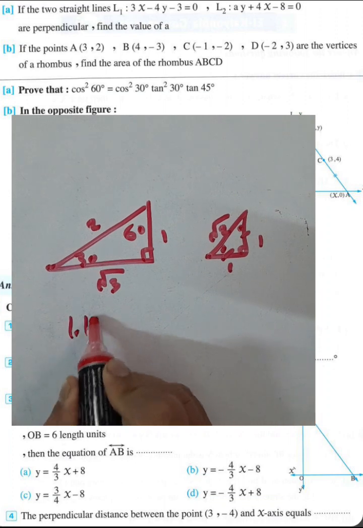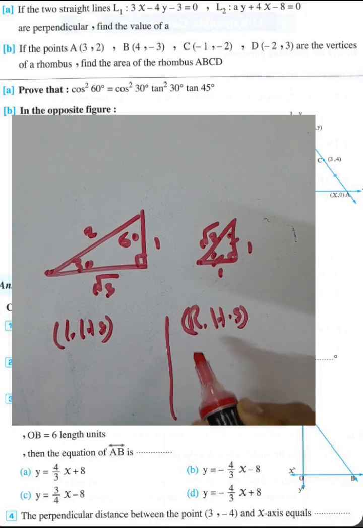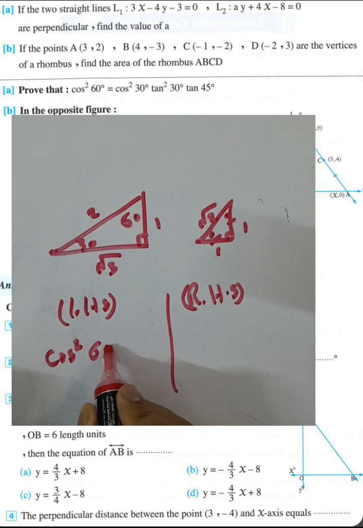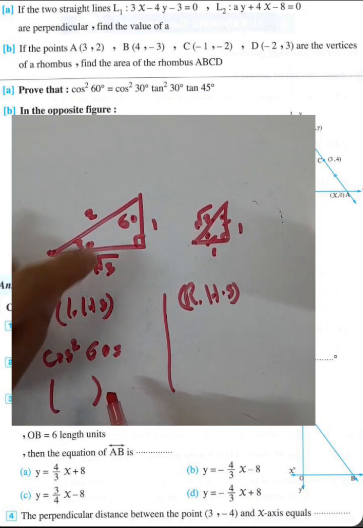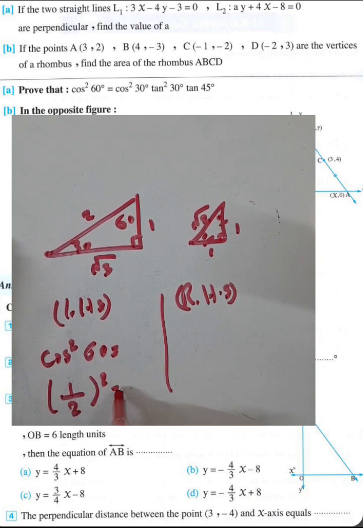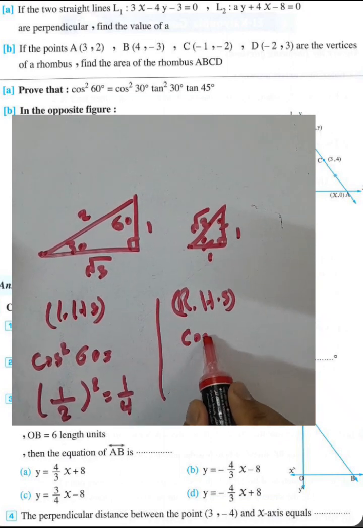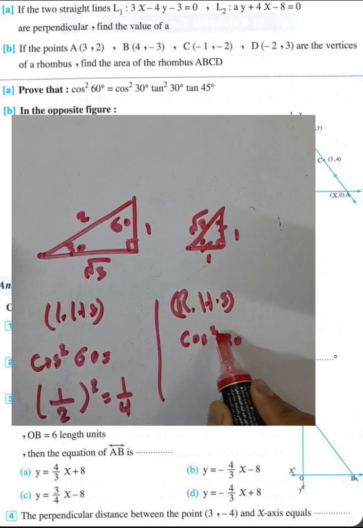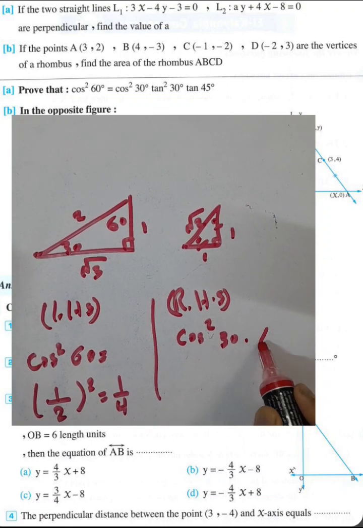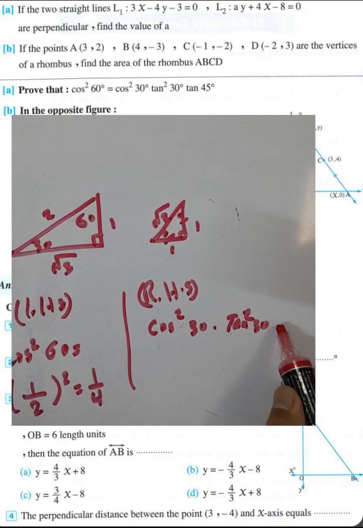And we can write left hand side here and right hand side. Left hand side here is cosine power 2 of 60. We have 60 here, cosine will be adjacent over hypotenuse. Okay, 1 over 2 power 2, the result will be 1 over 4. And right hand side we have cosine power 2 of angle 30 times tan power 2 of angle 30 times tan 45.